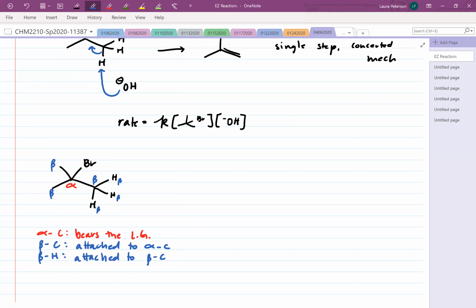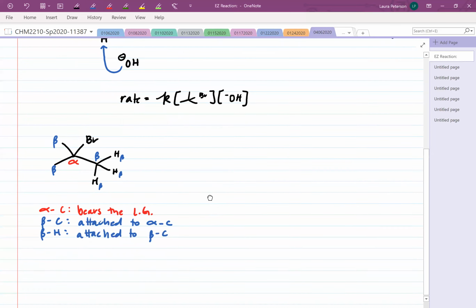Just to reiterate one last time, the alpha carbon is the carbon that bears the leaving group. Any carbon that's attached to the alpha position is the beta. The hydrogens are classified based on the carbon they're attached to. So the hydrogens attached to the beta carbon will be beta hydrogens, and we are going to remove one of those beta hydrogens in our E2 elimination. We'll see how that terminology fits in with our discussion as we move throughout lecture today.